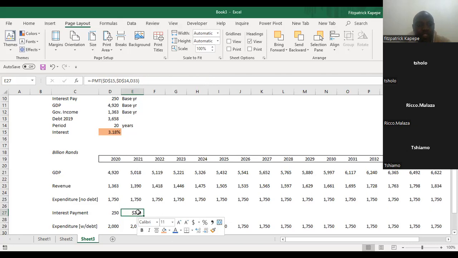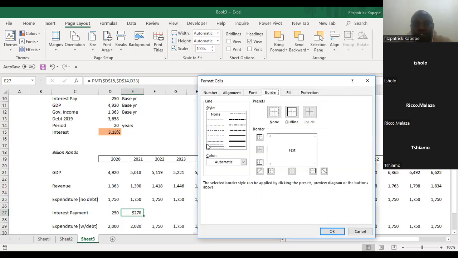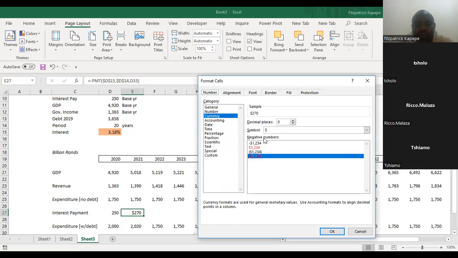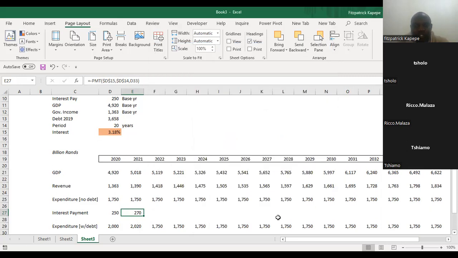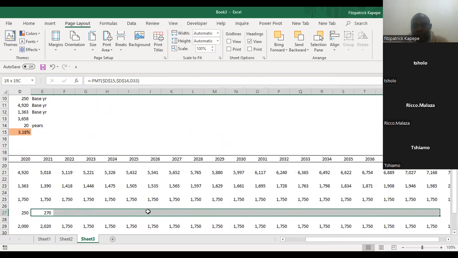Let's just remove the, shouldn't be a problem. Okay, so we have these numbers here, which then we are going to take up to 2040.